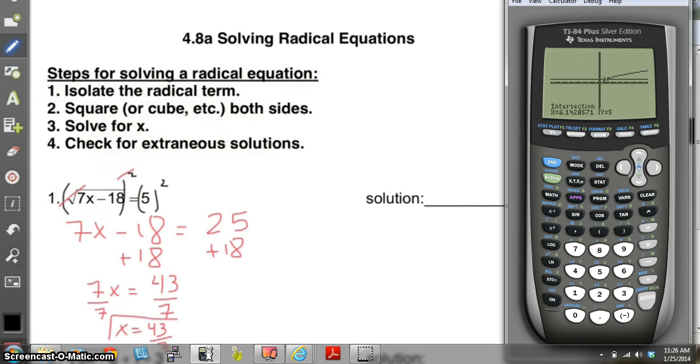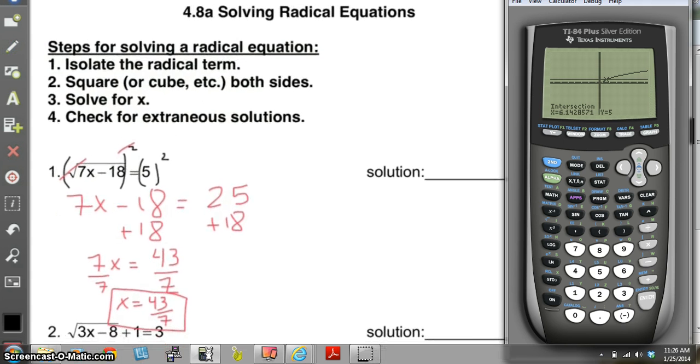Now I prefer for you to keep it in fraction form, but it would also help to find it as a decimal, so keep this also in mind. Let me reset my calculator. So x is equal to 6.14 as a decimal.